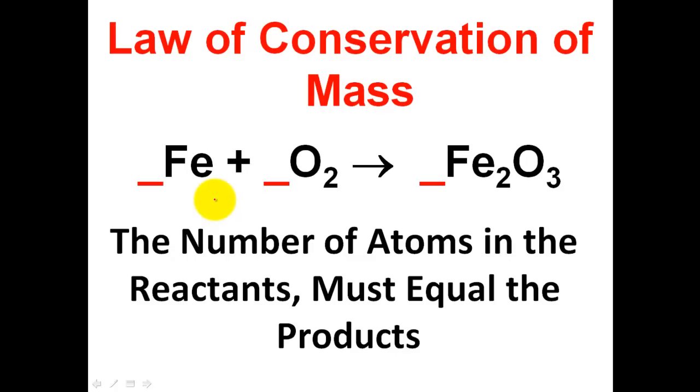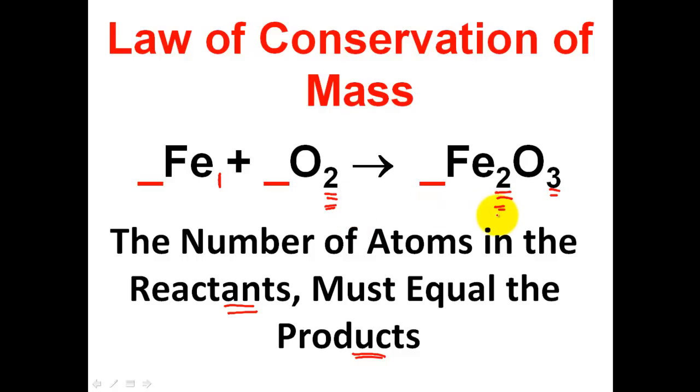The law of conservation of mass simply says the number of atoms in the reactants, that's on the left-hand side, must equal the number of atoms in the products. And what I want you to see really clearly is I have one atom of iron over here, and I have two over here. It's going to be kind of strange for any reaction to happen and end up with more atoms of one element than you started with. And this equation clearly shows that I've also increased my number of oxygens from 2 to 3. And that normally doesn't happen. That never happens.